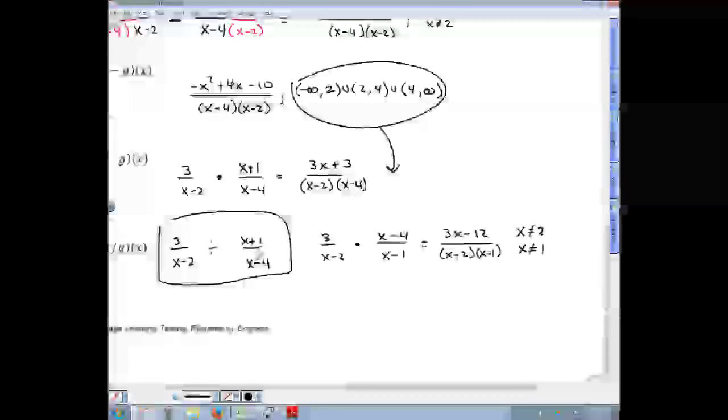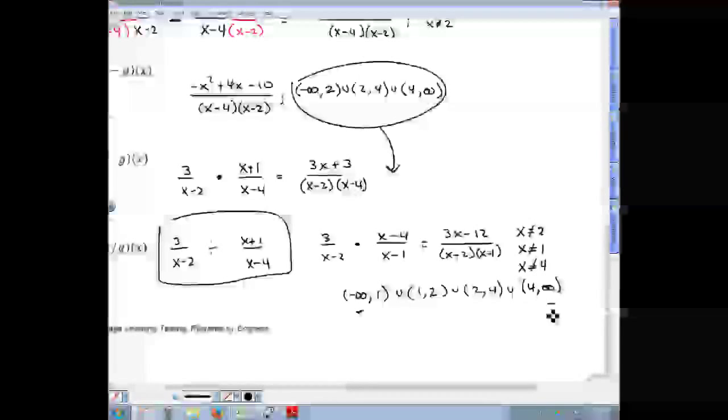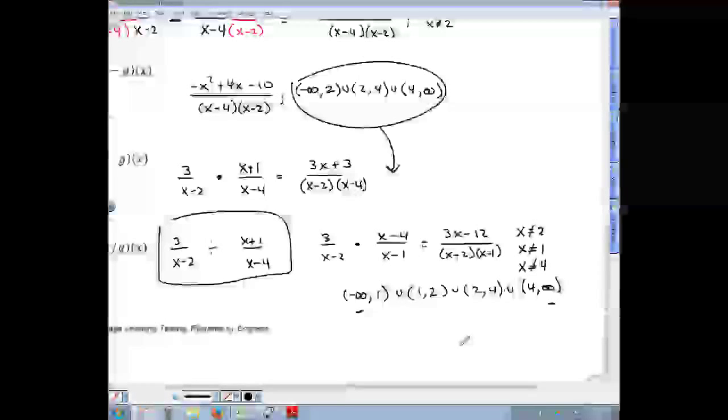If x equals 4, then 4 minus 4 is 0. We'd be dividing by 0. This would be an undefined problem, and the rest of it wouldn't have mattered. So there is one more exclusion here. X cannot equal 4. So as an interval, we're going from negative infinity to 1, from 1 to 2, from 2 to 4, and from 4 to infinity. So we're including every number between negative infinity and positive infinity except 1, 2, and 4.